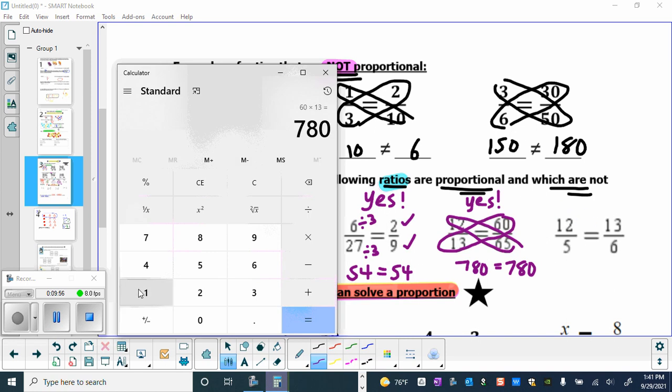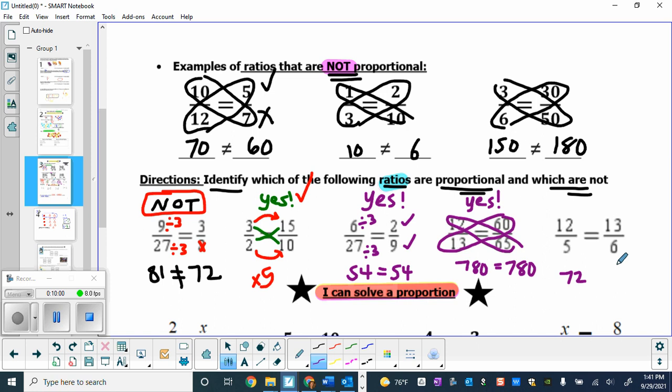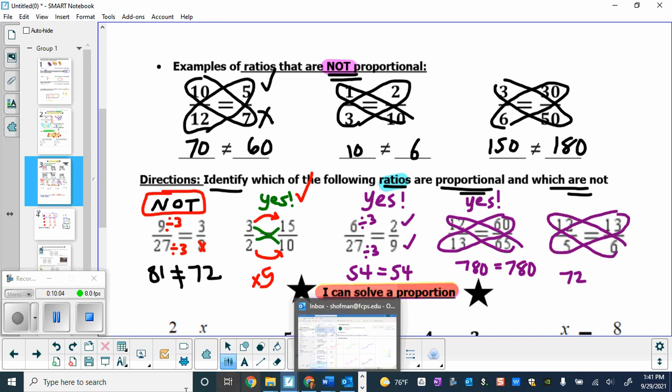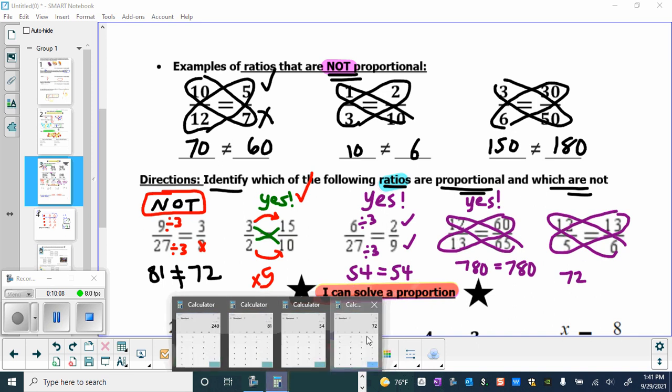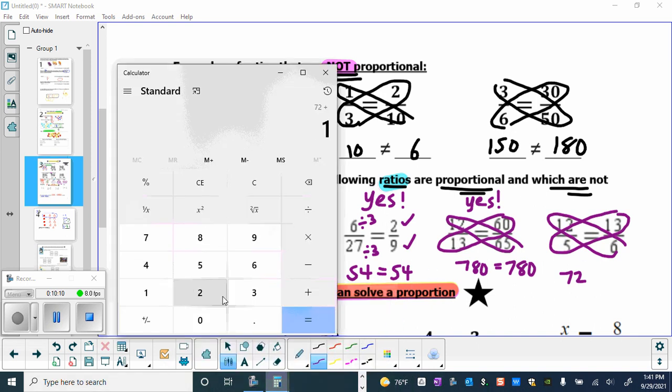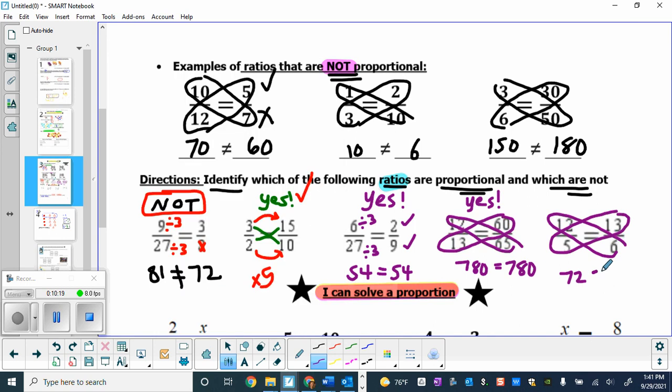12 times 6, I'm going to do 12 times 6 first. I get 72. So we did 12 times 6. And now let's do 13 times 5. Most of y'all know that your 5s are going to end in a 0 or a 5, so you're like, it's not going to work, but we'll try to see it in the calculator anyways. There's 13 times 5. There it is, 65. So since 13 times 5 is a different answer, nope, this one is not proportional.